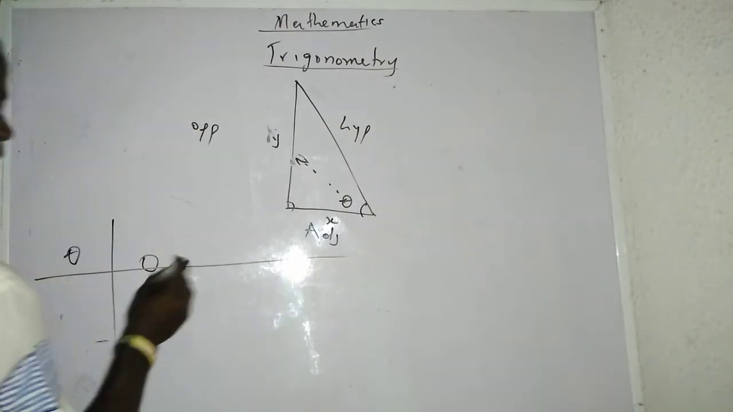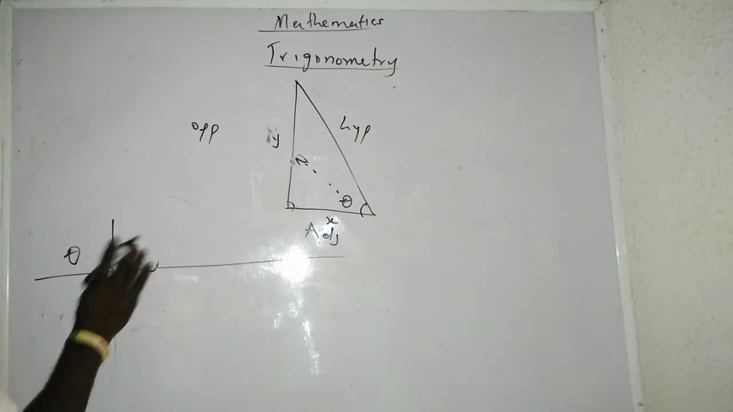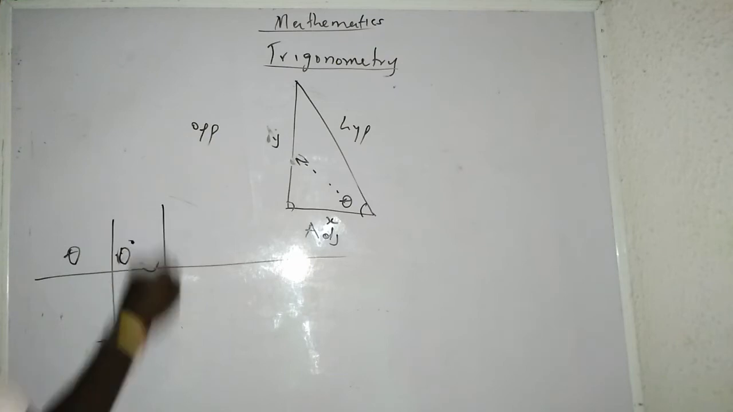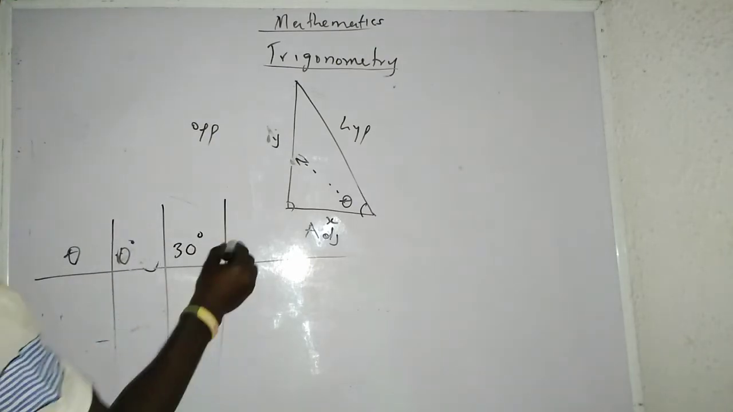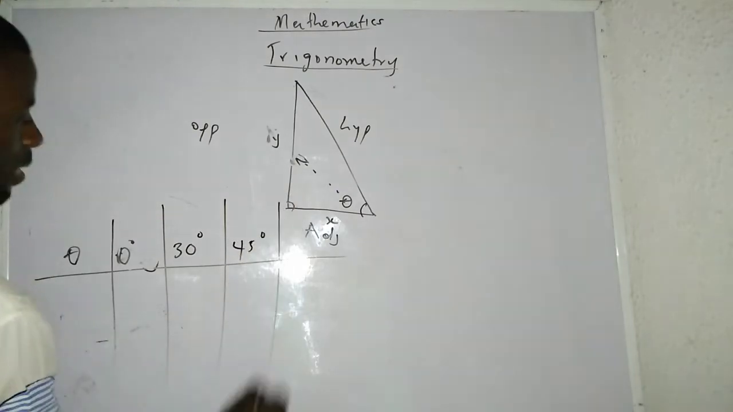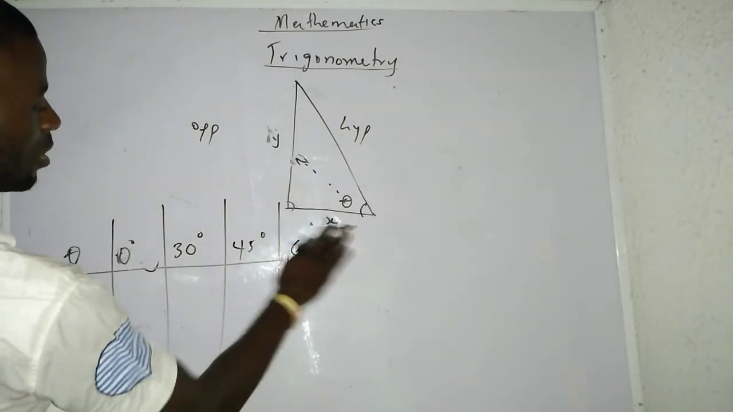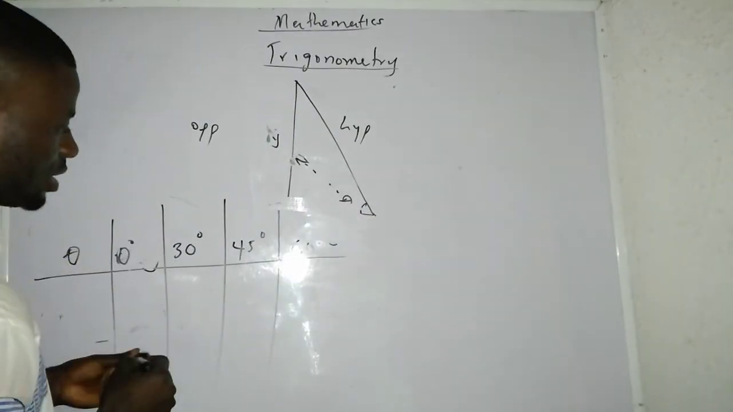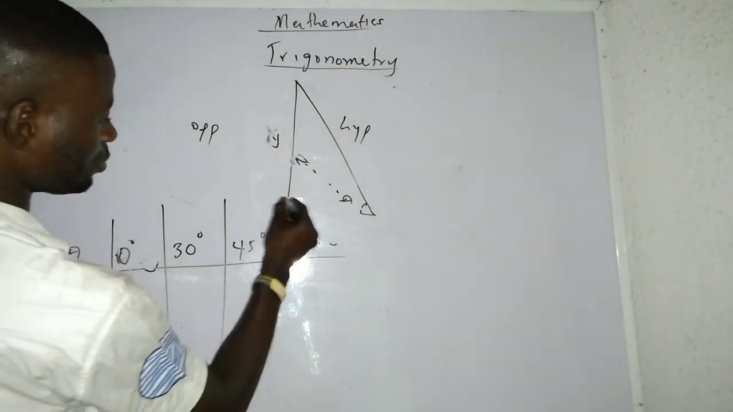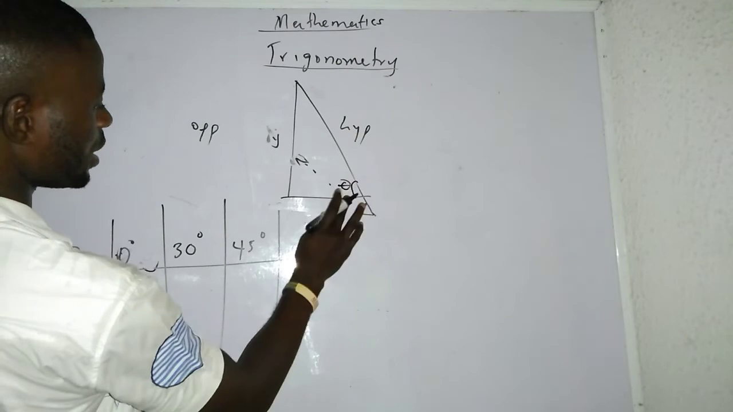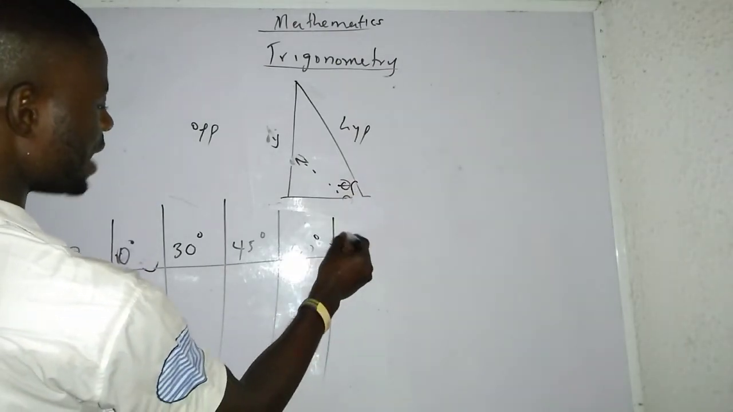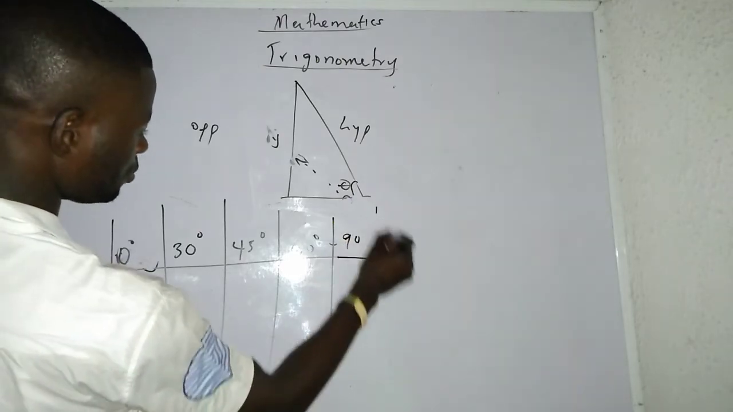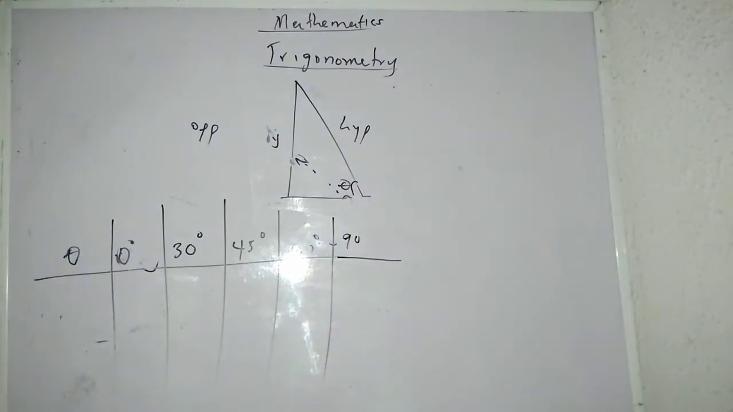Now, 0 degree, 30 degree, 45 degree, 60 degree, and 90 degree. Now, these are the first special angles.